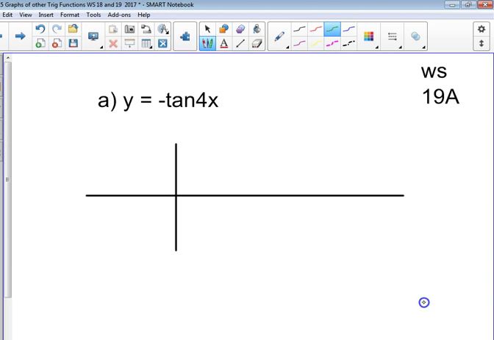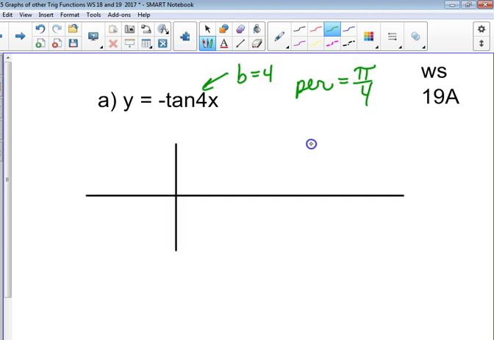This is on the bottom of 19A. It's handwritten, so it's kind of hard to see. I think it's on the left-hand corner at the bottom of 19A. Am I on the right page? Okay. I know you just want to smack me right now because they're just here, there, and everywhere. All right. This is a b value. So it changes the period. The new period will be what? Because it's tangent. Pi over 4.